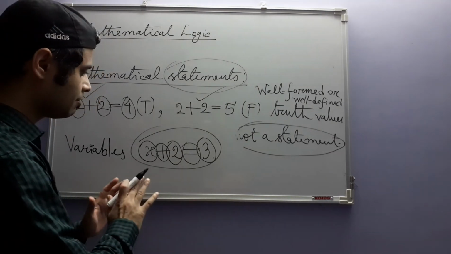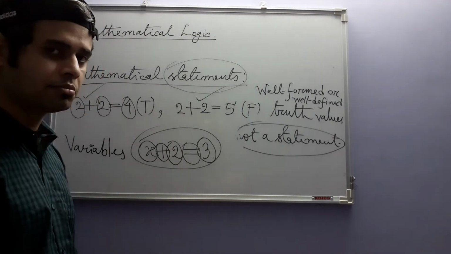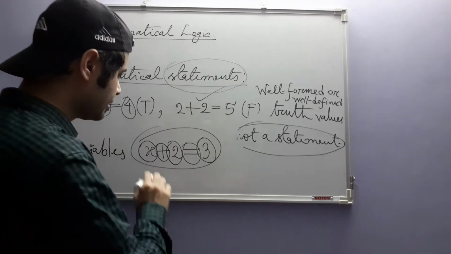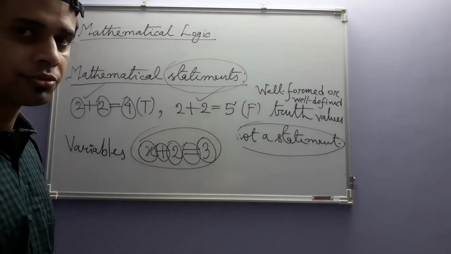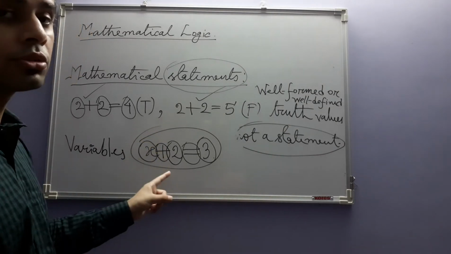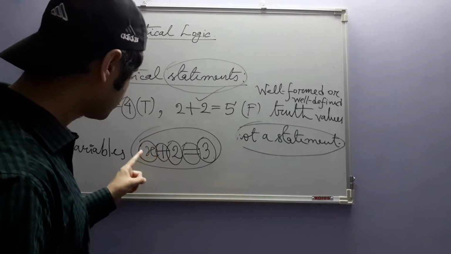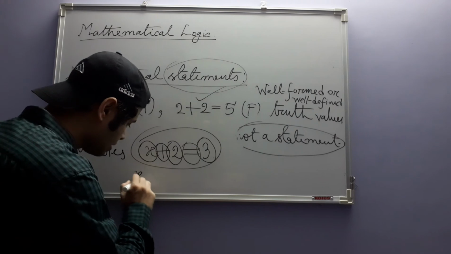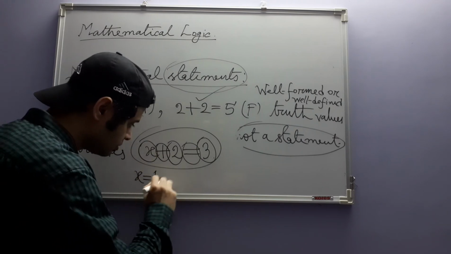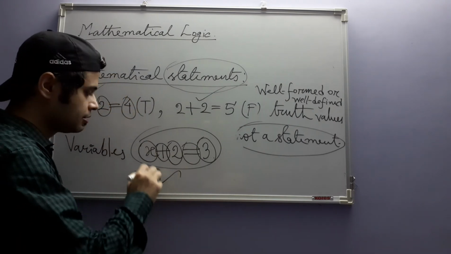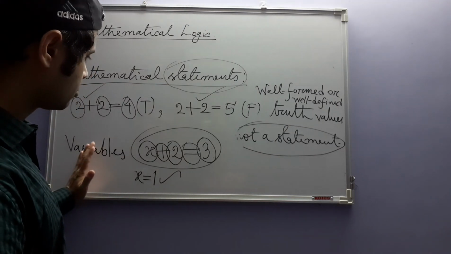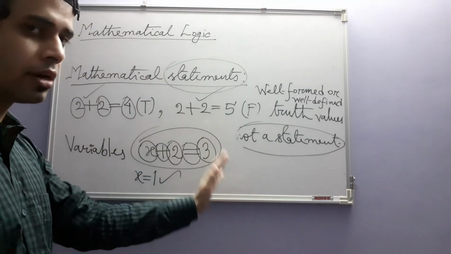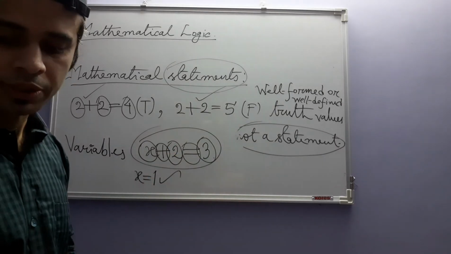So this is a well-defined mathematical statement, but still we cannot determine just like that whether it is true or false, because its truth or falsity depends on x. When x is equal to 1, it is true. Otherwise, it is not true. So we will talk more about variables later on. We will come to that.